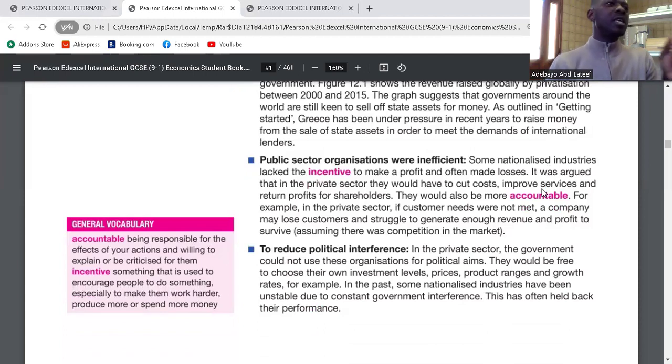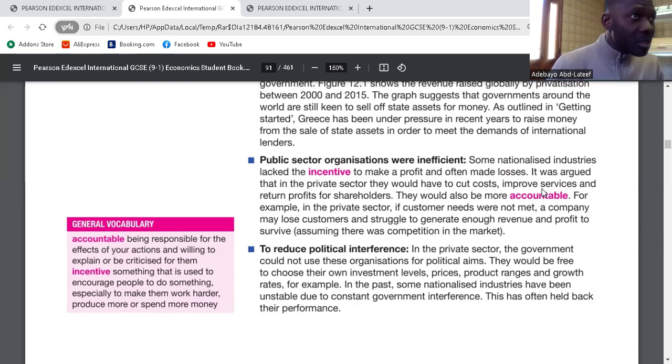Okay. Public sector organizations were inefficient. I said earlier that privatization might take place because of inefficiency of the public sector. The public sector is linked with inefficiency, or is expected not to be efficient, because of their wages and remuneration. What they receive in the public sector is not directly linked to their output. So putting effort or not putting effort, you still get the same pay. Do you get it? So they are mostly not efficient because there's no incentive to do more.